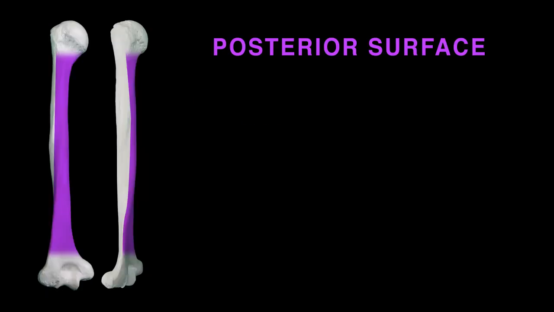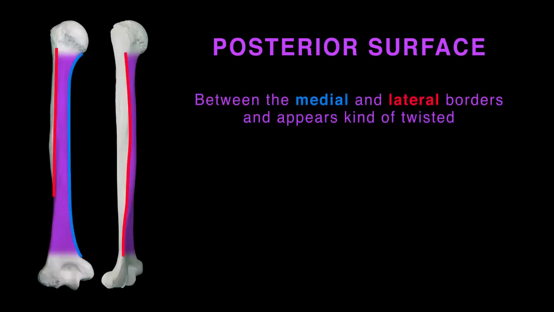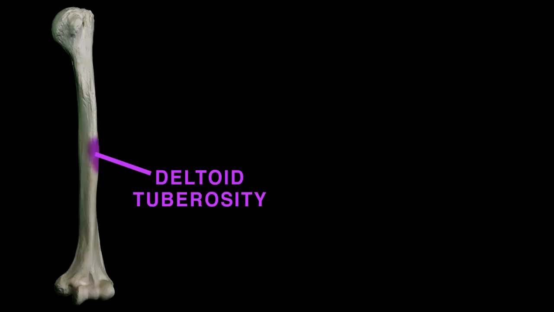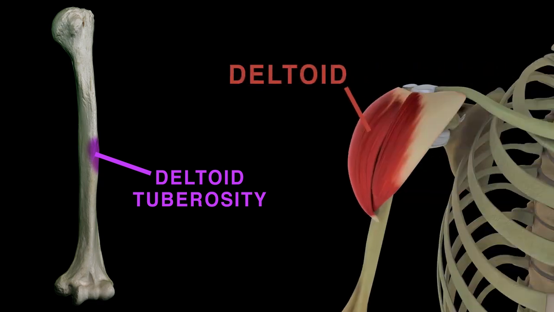The posterior surface is between the medial and lateral borders and appears kind of twisted. The upper portion is twisted medially, and the lower portion is twisted laterally. The deltoid tuberosity is a roughened triangular area on the lateral surface of the humerus's shaft, and it is the site of insertion of the deltoid.